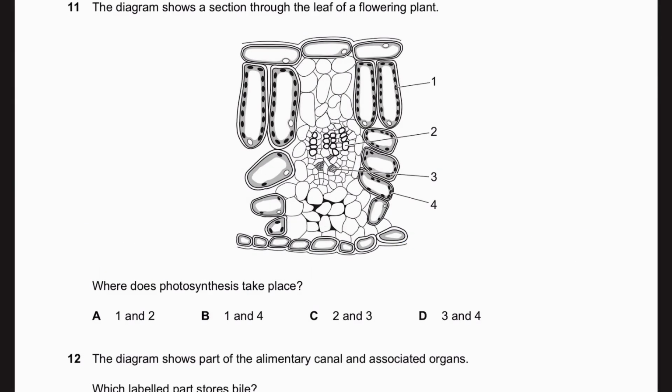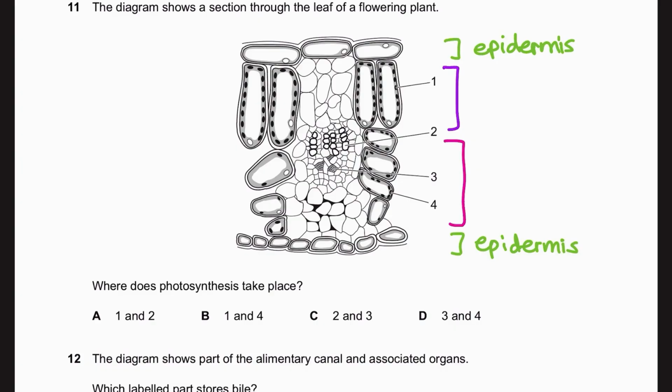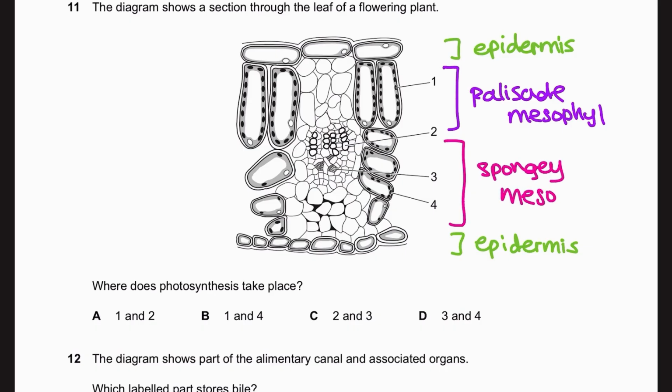Okay, question 11. The diagram shows a section through a leaf of a flowering plant, and it asks, where does photosynthesis take place? Okay. So let's just label everything here. I love labeling because it helps me revise everything. There's four layers really. The green layers are called the epidermis, so there's upper and lower epidermis. The purple layer is called the palisade mesophyll. And the pink layer is the spongy mesophyll, because there's lots of air pockets inside. So let's just know the layers first.